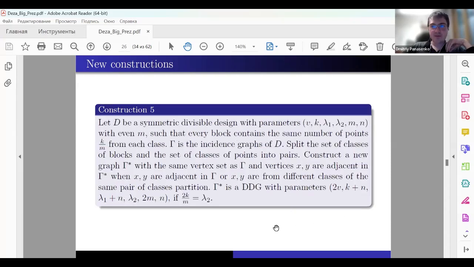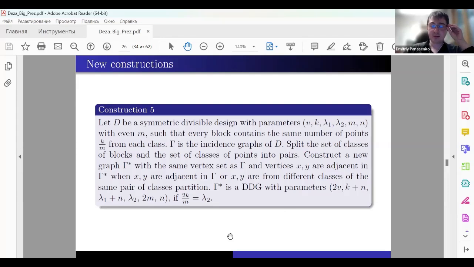Another construction with similar ideas. So once again, we have the same divisible design as in the previous one. But now we split the set of classes of blocks and the set of classes of points into pairs.